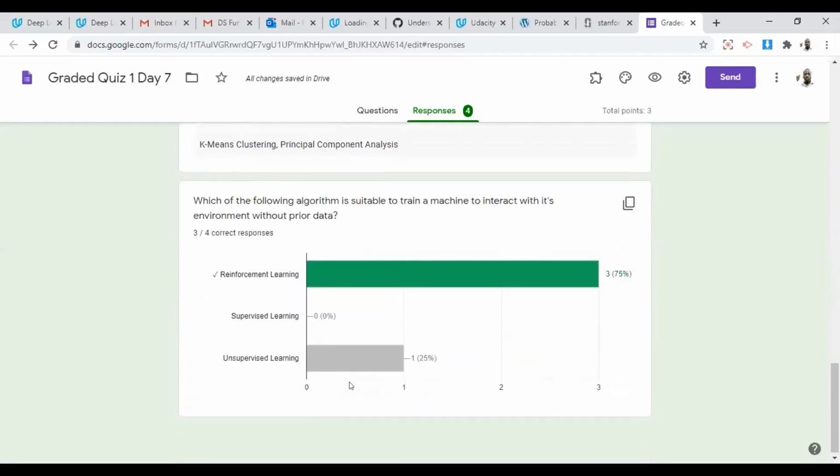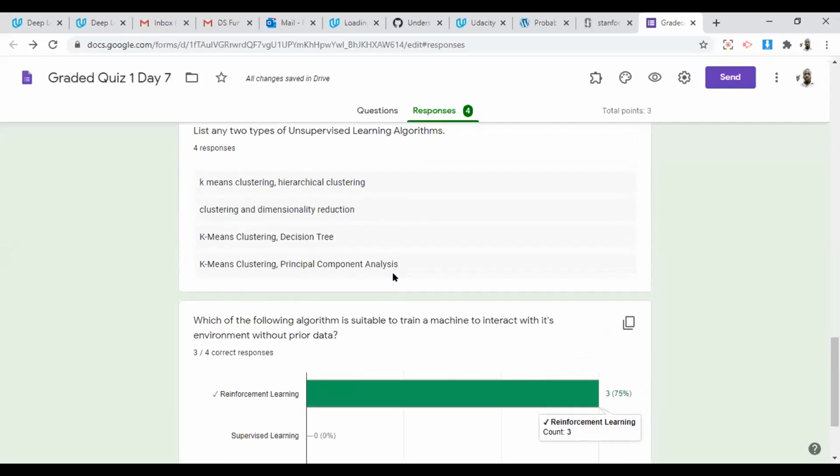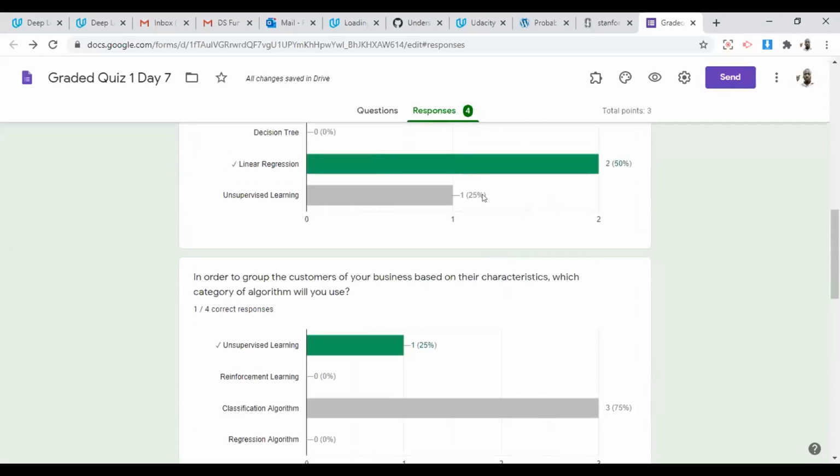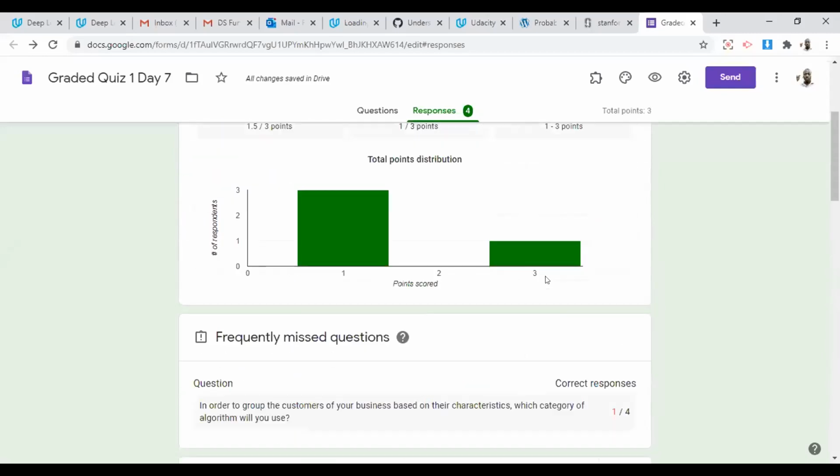And the next question is, which of the following algorithms is suitable to train a machine to interact with its environment without prior data? So that's what we discussed towards the end of this class. And the right answer is reinforcement learning. So that brings us to the end of this class.